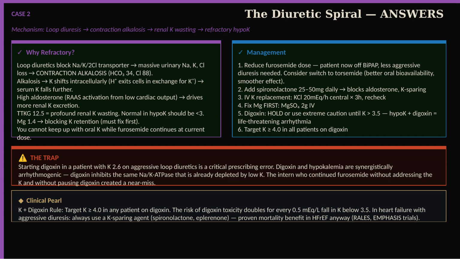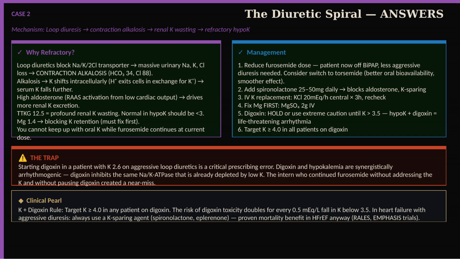So break the cycle. Cut the furosemide dose. She's off BiPAP now. She doesn't need 4 liters a day anymore. And consider switching to torsemide for a smoother effect. Add spironolactone to block aldosterone and spare potassium. Give IV potassium centrally. Fix the magnesium first, as always. And the digoxin, hold it, or use extreme caution until potassium is above 3.5.